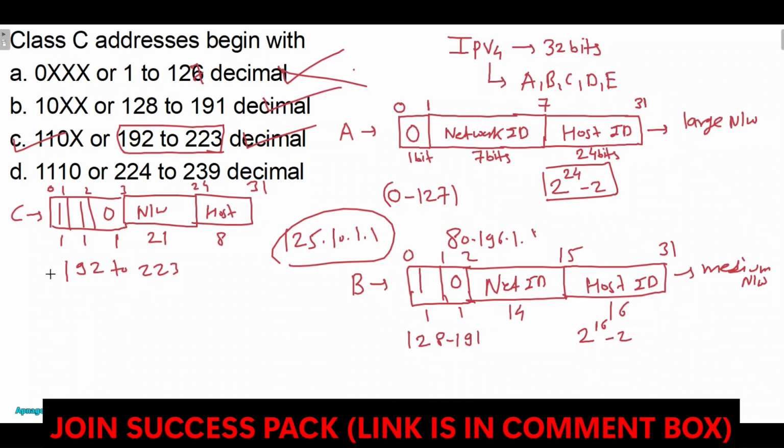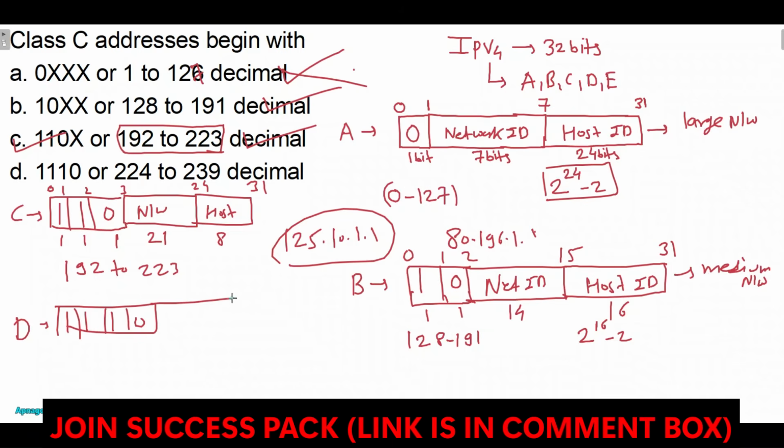Okay. And then the next class is your class D, which has 1110. Okay. 1110. So it's easy to remember. See, class A first bit 0, class B 10, class C 110, class D 1110. So basically we are just adding 1 in front of the previous.